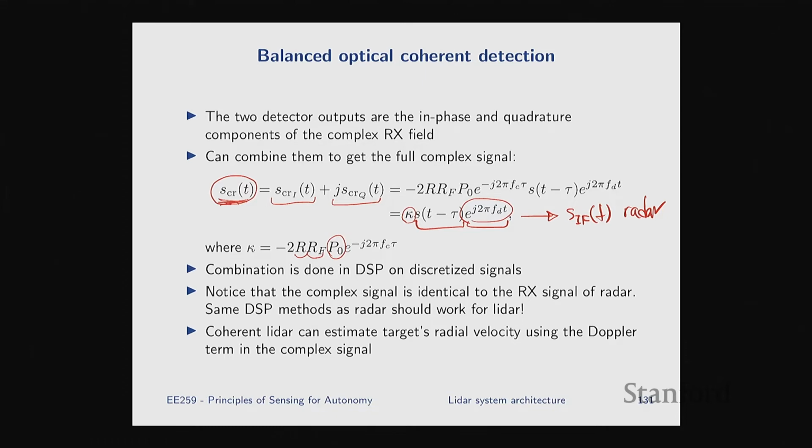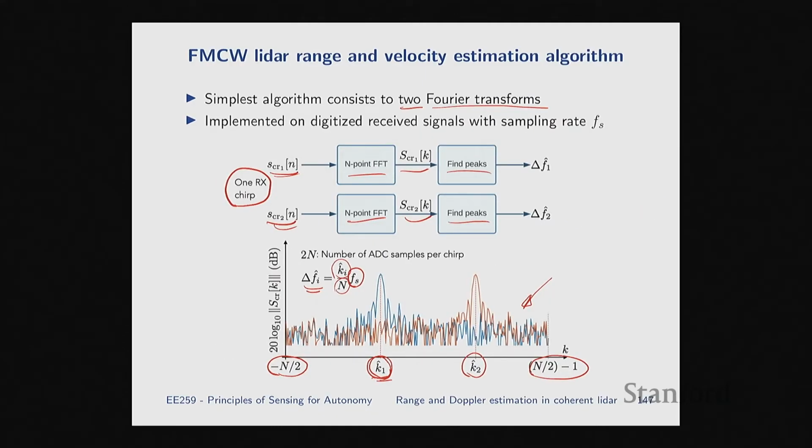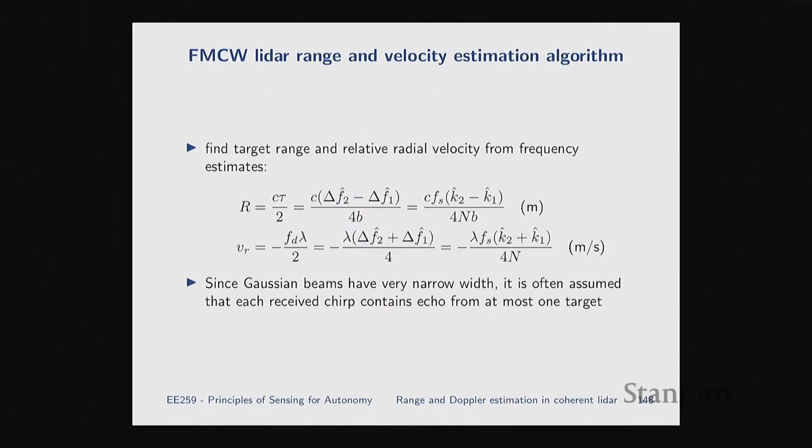Okay, so that's it, right? So you break the signal into two sections, do two FFTs, find the peaks, you get your two peaks, and map the indices of the two peaks to frequencies, and then you have your delta f hat 1 and delta f hat 2 out of the peak search. Okay, so how do we find range and velocity now that we have the two delta f's?